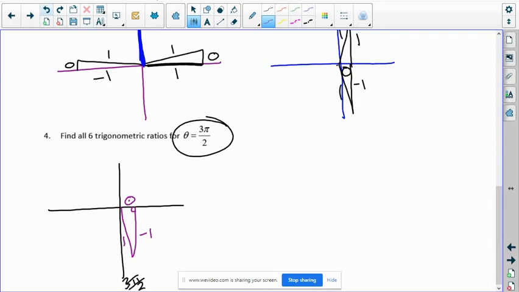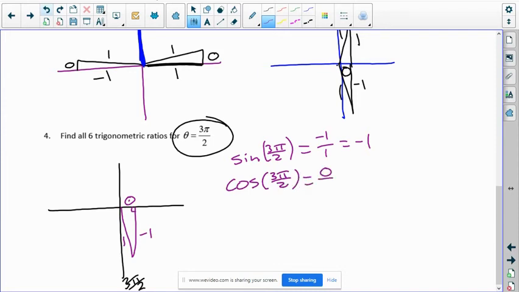So we want all 6 of the ratios. The sine of 3 pi halves is the opposite over the hypotenuse, which is negative 1 over 1, which is negative 1. The cosine of 3 pi halves would be considering our adjacent side. Well, our adjacent side is 0. 0 over the hypotenuse of 1 gives us 0.